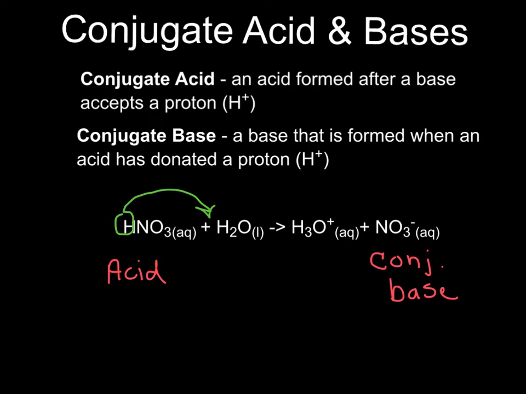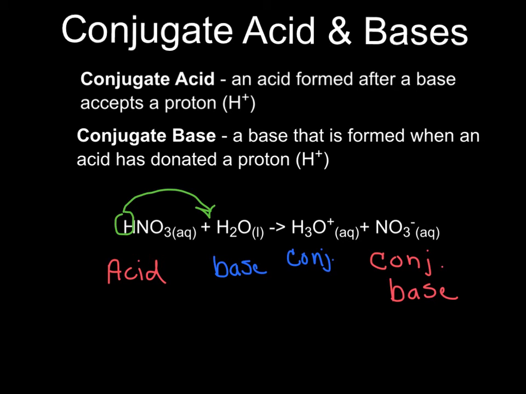A conjugate base is a base that is formed after an acid has donated a proton. Conversely, when we take a look at the water, and here's the amphoteric part of water, as water accepts the hydrogen ion, or the proton here, it acts as a base because it accepts a proton. But afterwards, on the product side, now it has become a conjugate acid.